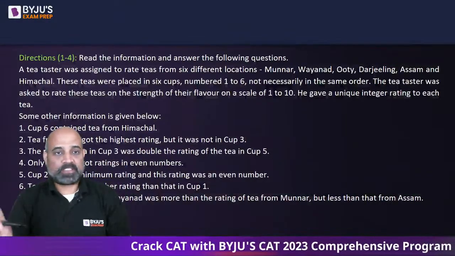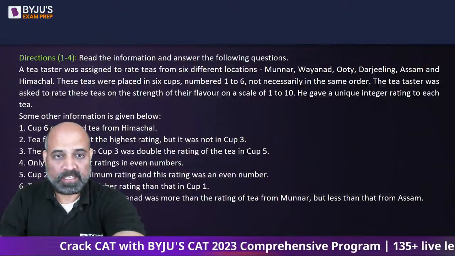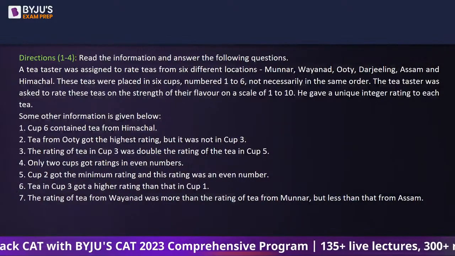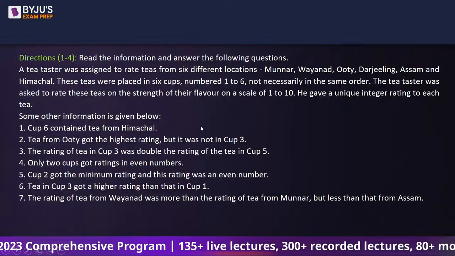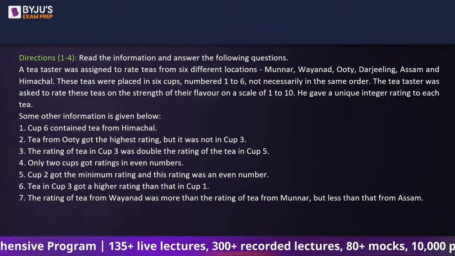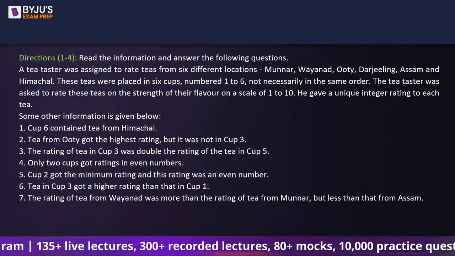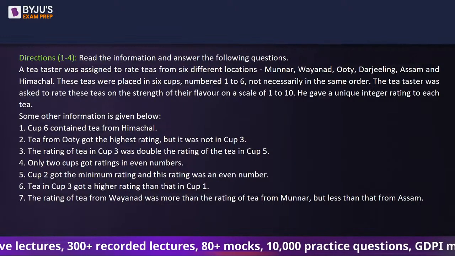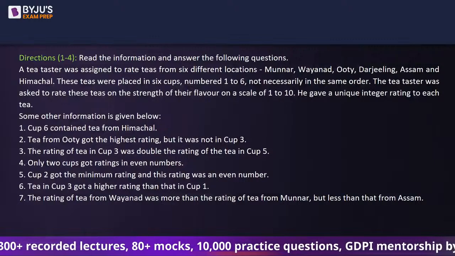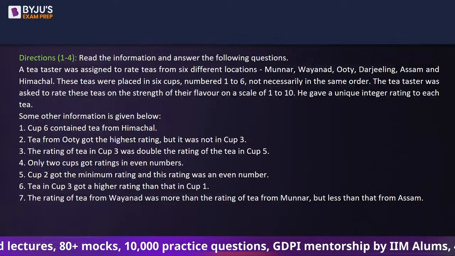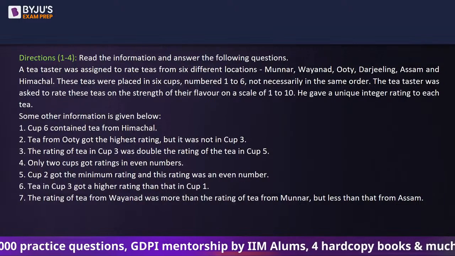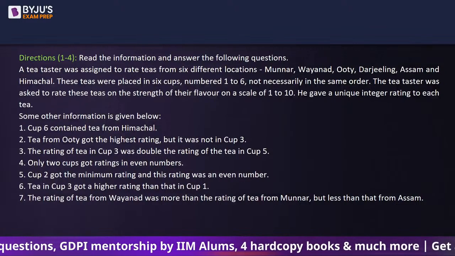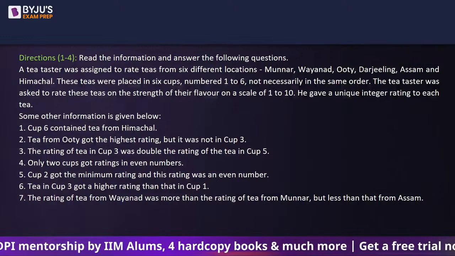Okay, so it covers the entire space, so I will hide myself. Okay. A tea master was assigned to rate teas from 6 different locations: Munnar, Wayanad, Ooty, Darjeeling, Assam, and Himachal. These teas were placed in 6 cups, numbered 1 to 6, not necessarily in the same order. The tea tester was asked to rate these teas on the strength of their flavor on a scale of 1 to 10. He gave a unique integer rating to each tea.